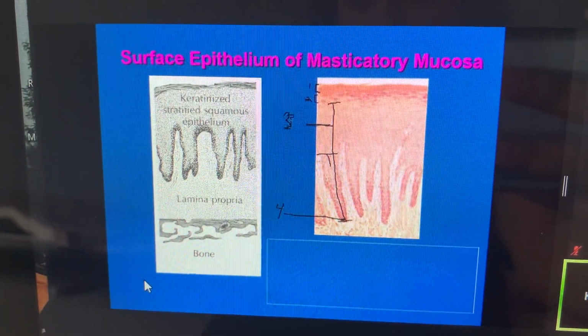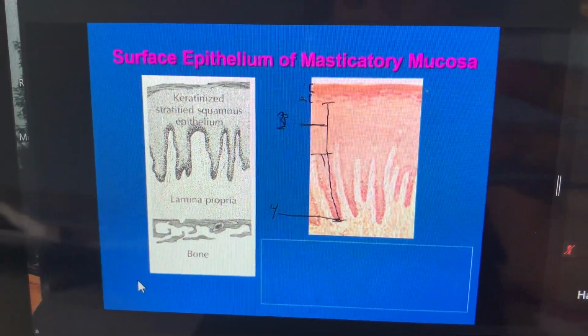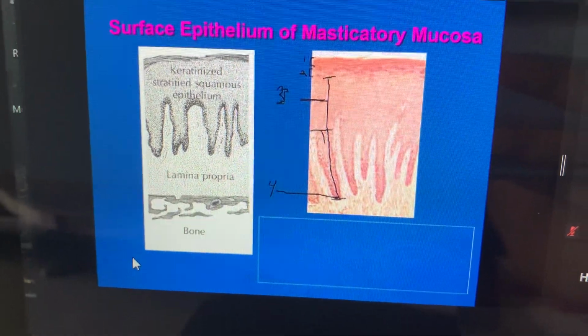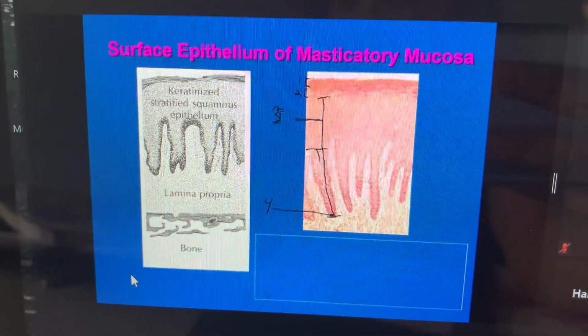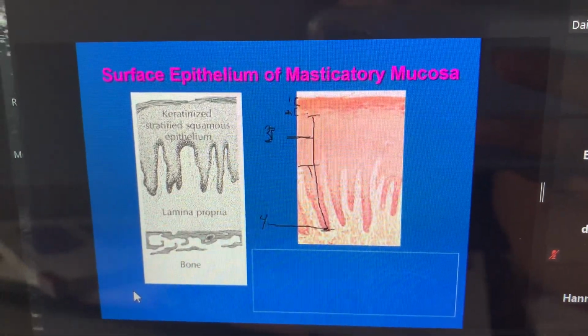The surface epithelium? Well, that's what we're looking at here. All of this is the surface epithelium. So what we're actually doing is looking at what the four layers are. Number 1 is the cornified, and number 2 is the granular.